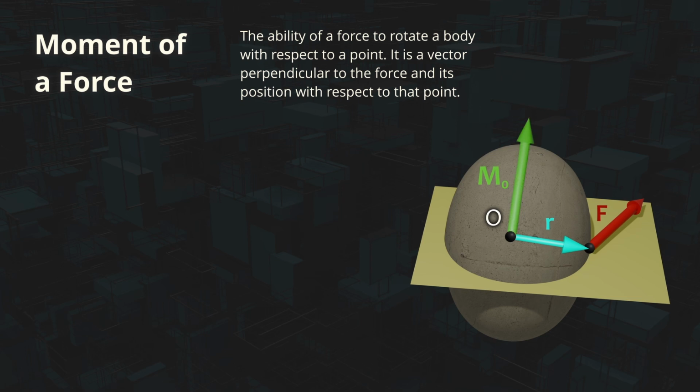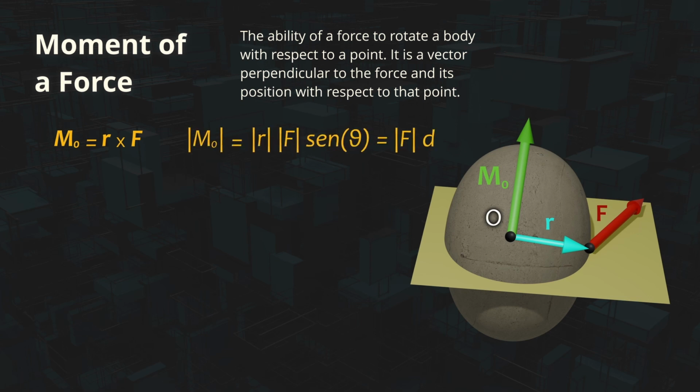The formula for calculating the moment of a force with respect to a point is as shown on the screen, where r is the position vector between the point of force application and point O. F represents the applied force. The magnitude of the moment vector can be calculated using the following formula, where d is the minimum distance between point O and the line of action of the force. Theta is the angle between vectors r and F.